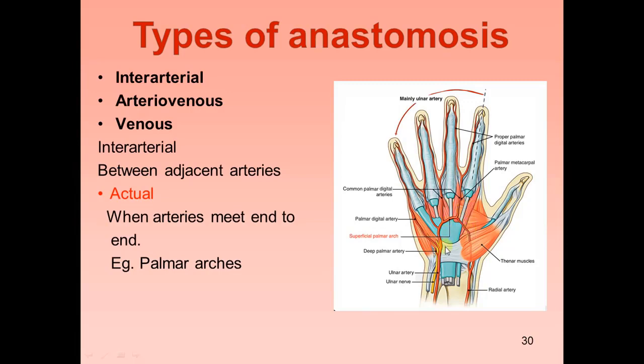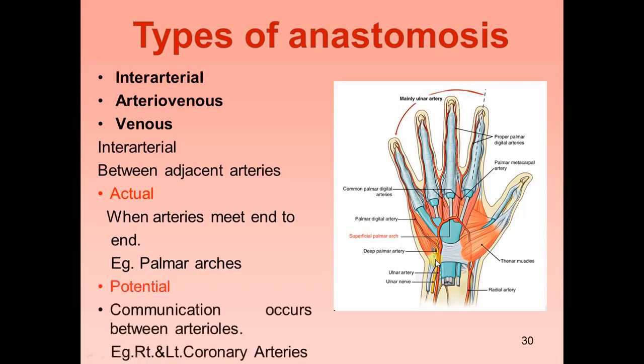In the same way, arterial anastomosis is also seen in the soles, because the palm, we might clench our palm, we might do so many activities. So in those cases, blood supply should not be compromised, especially to the digits. So that is why you see an arterial anastomosis. It is almost active and functional. So that is why it is called an actual anastomosis.